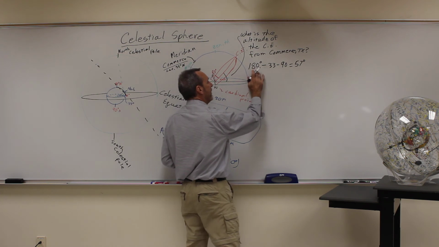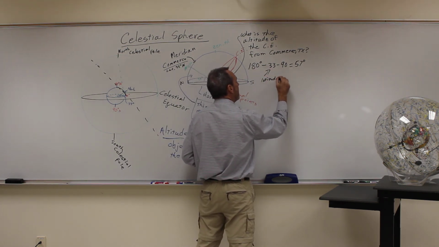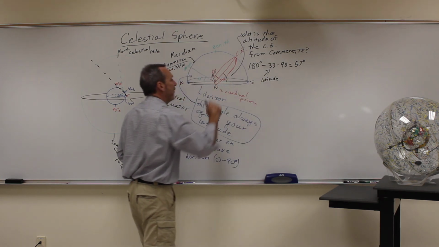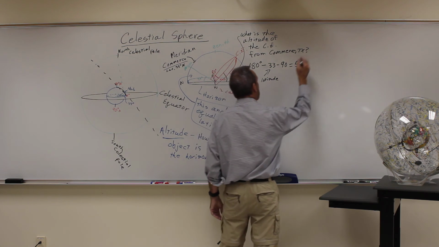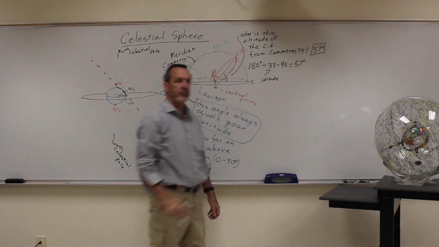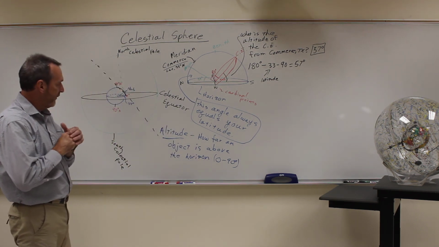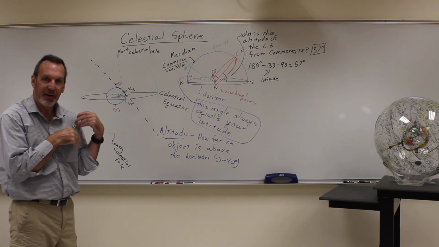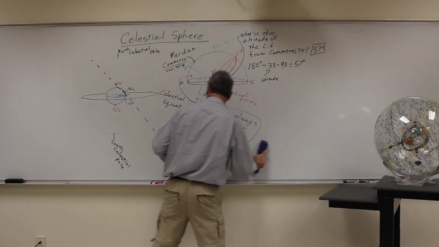So you're always going to start with 180. You're going to subtract the latitude. And you're going to subtract 90 because there are always 90 degrees in between there. So the altitude of the celestial equator from Commerce, Texas, the answer is 57 degrees. Okay? All right. Now I'm sure you're asking, why do we care? This is why we care.